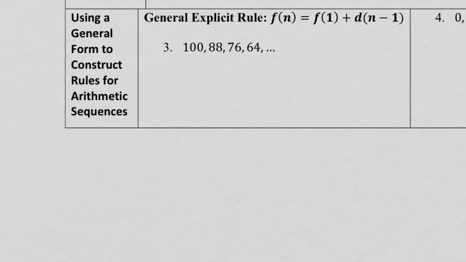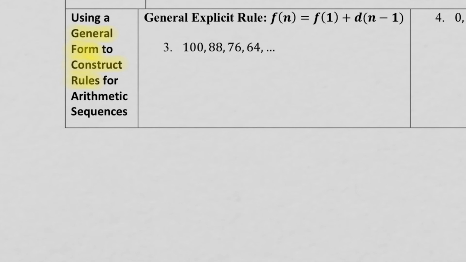Okay, let's move on to the last 2 problems, number 3 and number 4. The topic here is using a general form to construct rules for arithmetic sequences. So I want you to highlight construct rules, which is exactly what we just did in the last example. The difference here is that we're using what we call a general form. So highlight that too. General form to construct rules.